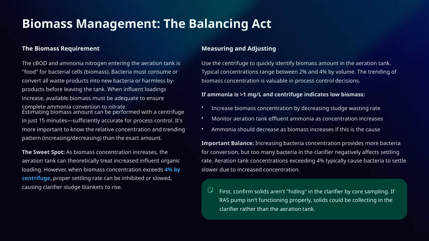If we see ammonia levels greater than 1 mg/L and the centrifuge indicates low biomass, that's a sign we should increase biomass concentration. We can do this by decreasing the sludge wasting rate. Then, we should monitor the ammonia in the effluent. If our process is working, ammonia levels should drop as biomass increases. It's all about finding that balance.